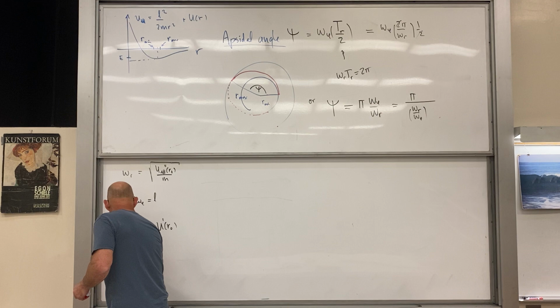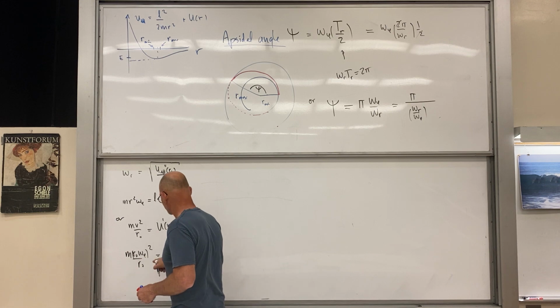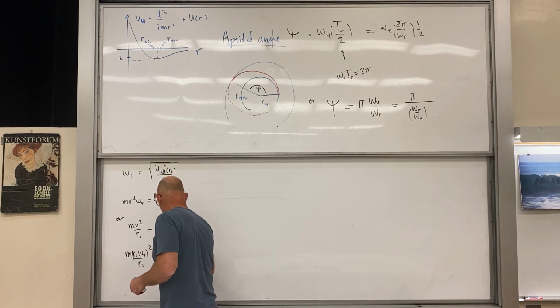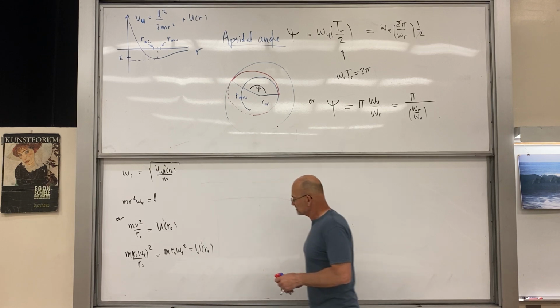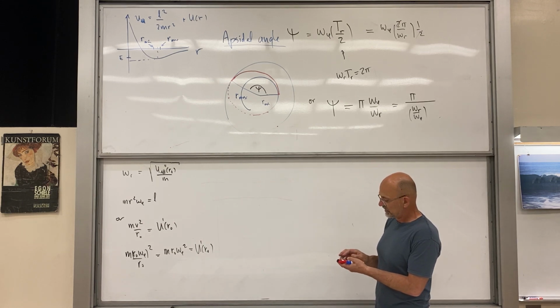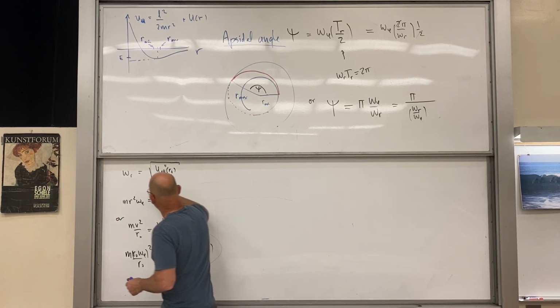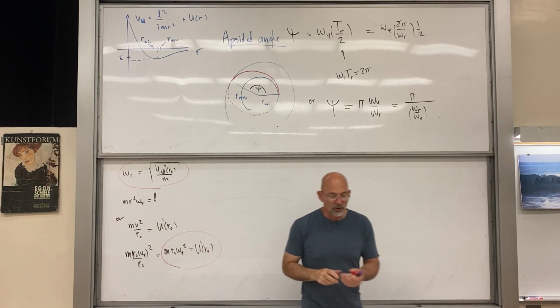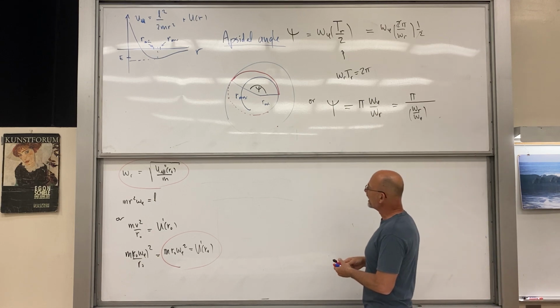And this can be written as m r naught omega sub phi squared over r naught equals u prime of r naught. Cancel one of those, r naught omega sub phi squared m equals u prime of r0. So we'll make use of these. This relation here and this relation here in order to calculate this thing right here. So let's have a go at it.